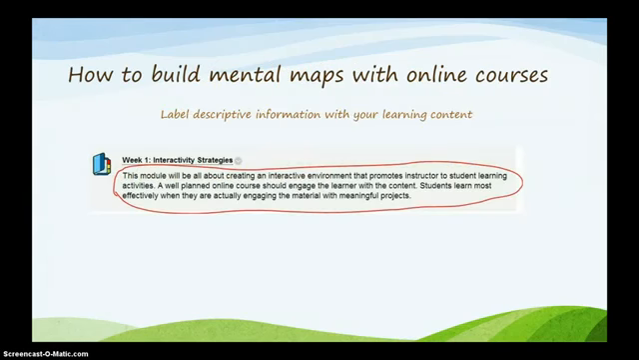So, how to build mental maps with online courses. First, label descriptive information with your learning content. You'll see on my week 1 interactive strategies I have a small paragraph that actually outlines what this week is about. So it gives a student a mental map about what they're going to be doing.